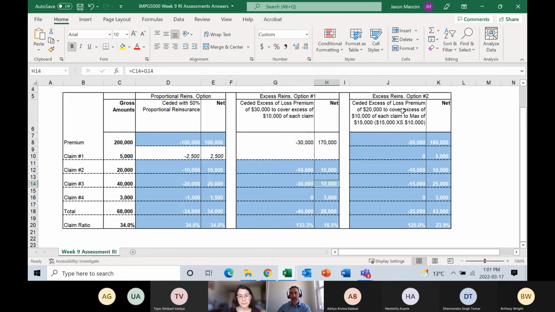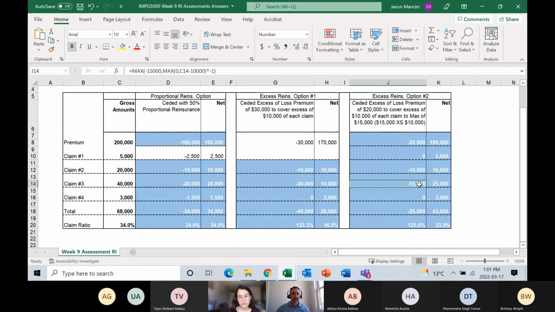Now, this excess of loss option 2 is a little bit different. We still are ceding everything in excess of 10, but we're only allowed to recover up to a maximum of 15,000 from the reinsurer. So this would be noted as being 15,000 excess of the 10,000 loss that the company keeps as its threshold.